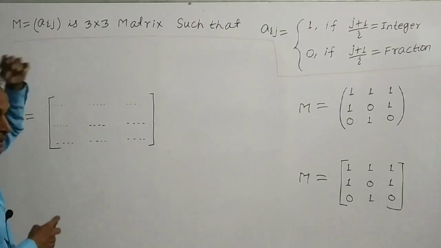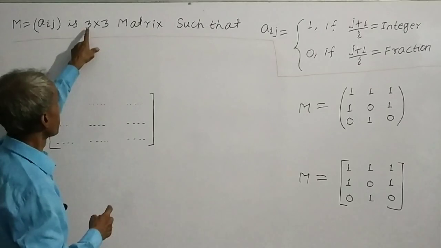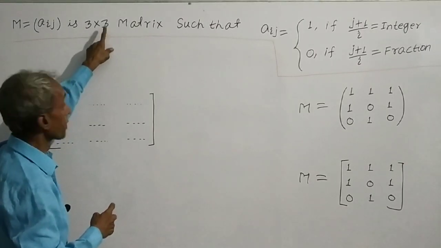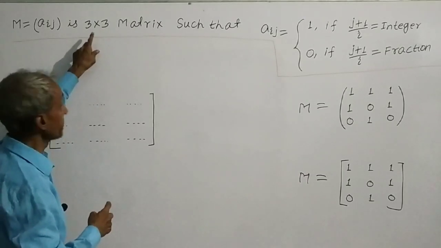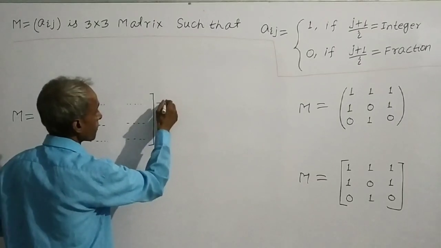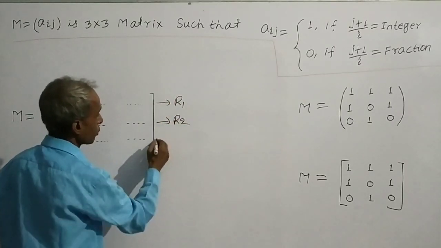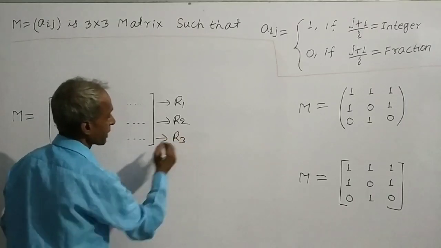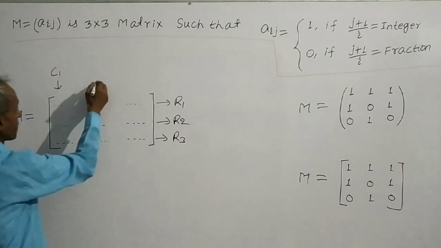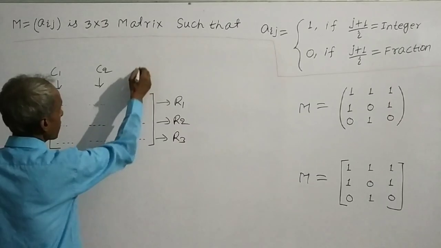Here in the question it is said that M is a matrix which has 3 rows. This is the row number. This is the column number. 3 times 3 means 3 rows and 3 columns. This is the first row R1. This is the second row R2. This is the third row R3. This is the position of the first column C1. This is the position of the second column. This is the third column.